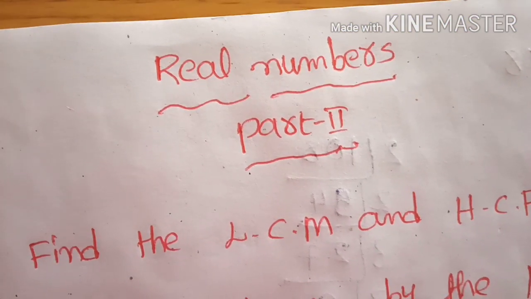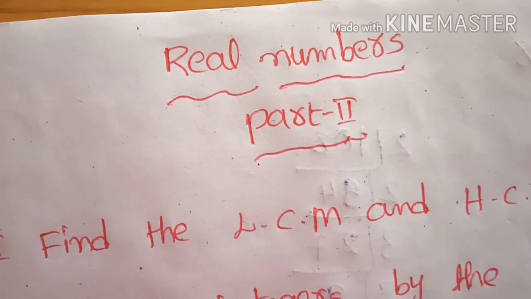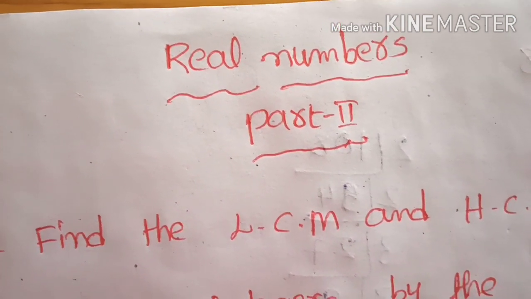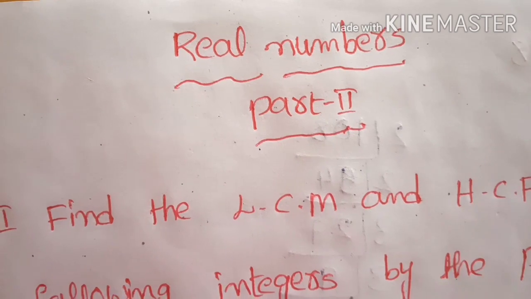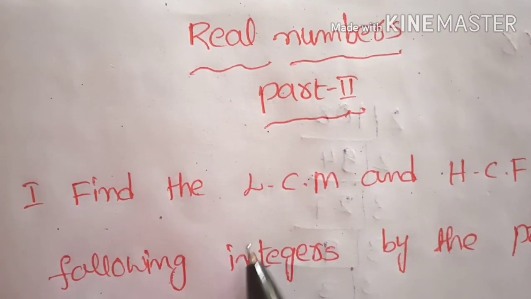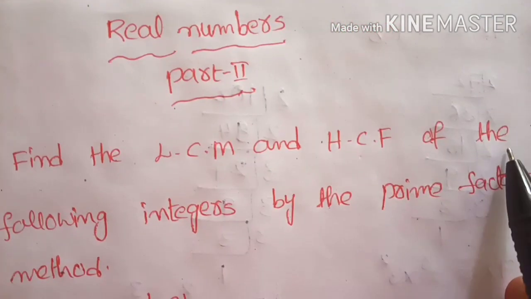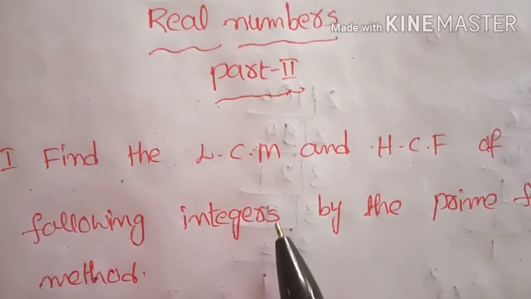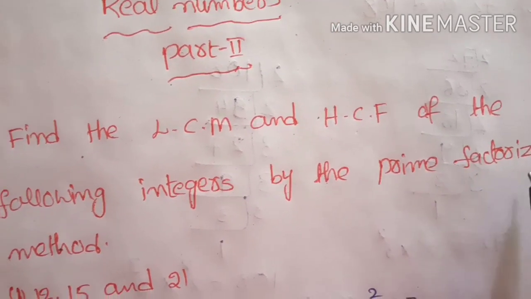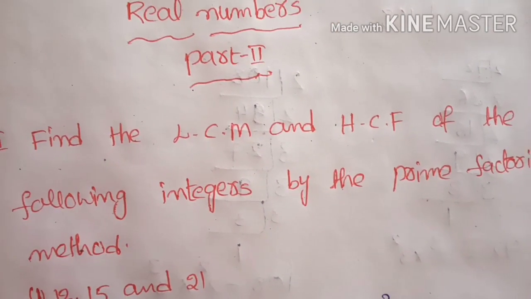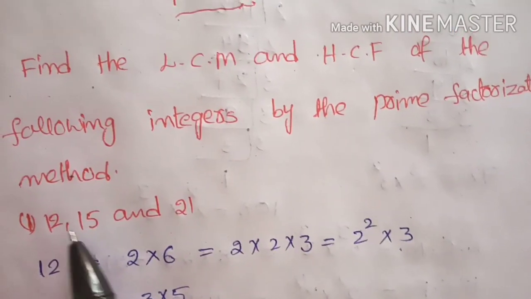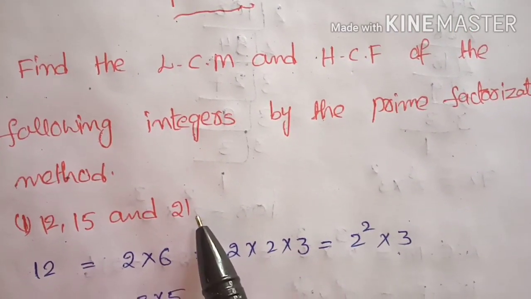10th class real numbers part 2. First, find the LCM and HCF of the following integers by the prime factorization method. Okay, first question, 12, 15 and 21.